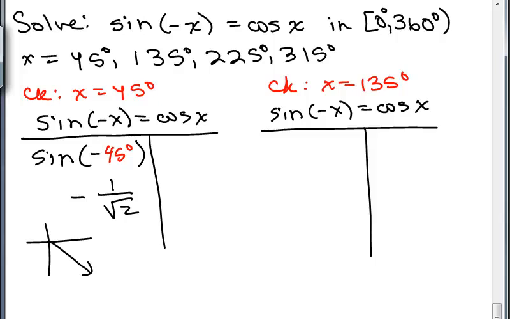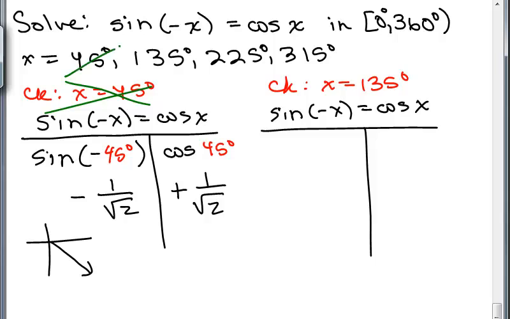Now what about the cosine of 45 degrees? That's in quadrant 1, so I know it's going to be positive, so these are not going to be equal, and in fact it's 1 over square root of 2. So this tells us that this is not a solution, does not check. Okay, so we cross that off. Let's try 135.